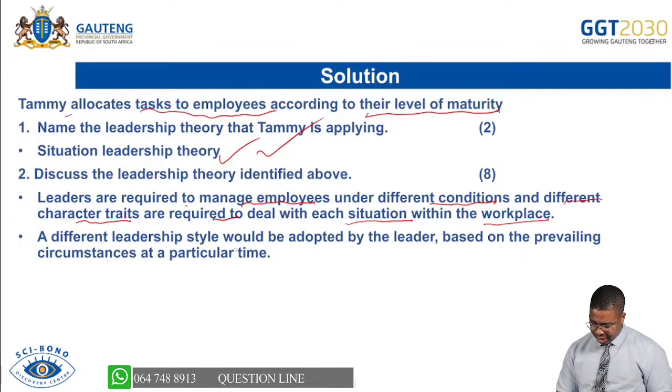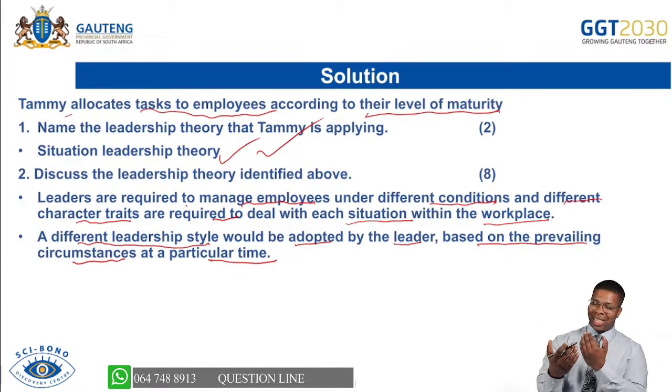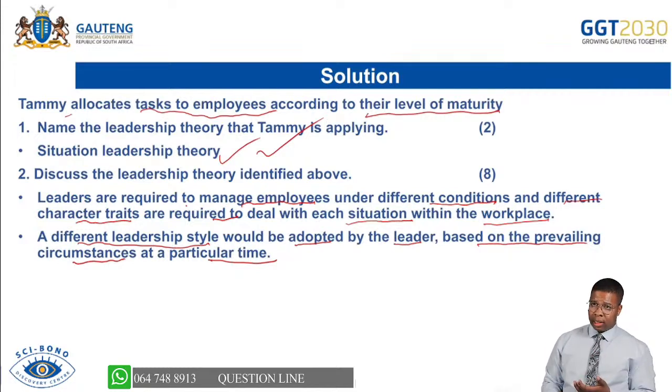Hence, the leader should make sure that a different leadership style is adopted based on the prevailing circumstance at a particular time. Whatever the business or the leader is facing should be aligned with a particular leadership style. In an emergency, the leader should be autocratic. In a situation where employees are skilled and trusted, the leader should use laissez-faire. In a situation where employees are demoralized and demotivated, the leader should use transactional, to try to reward these employees so that their motivation could improve.